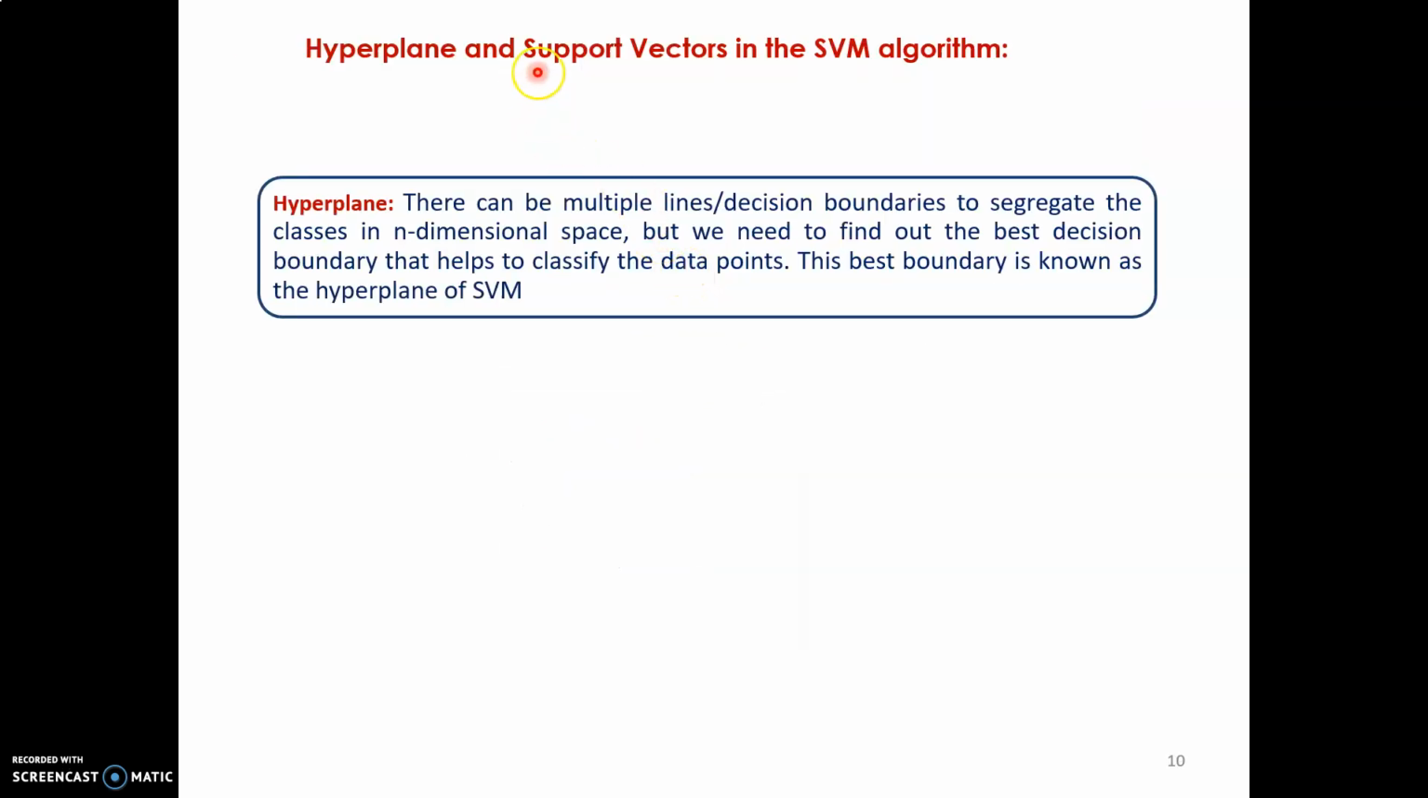Next is the hyperplane and support vectors in the SVM algorithm. Here, there can be multiple lines or decision boundaries to segregate the classes in n-dimensional space, but we need to find out the best decision boundary that helps to classify the data points. The best boundary is known as the hyperplane of SVM. So, finally, the best boundary is called the hyperplane of SVM.